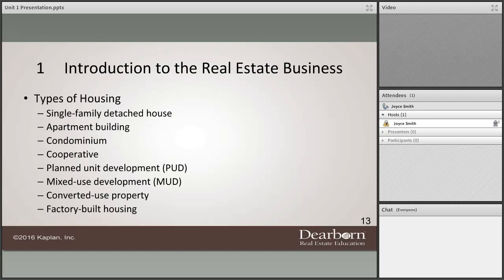Types of housing. There's single family detached, which most of you are familiar with. Apartment building, many of you are familiar with. Condominiums. I remember being a young teenager in Cincinnati when condominiums started developing in our market. And we thought it was kind of weird that why would you want to live in a condo? It's just a small apartment, and then you got to pay a monthly fee.